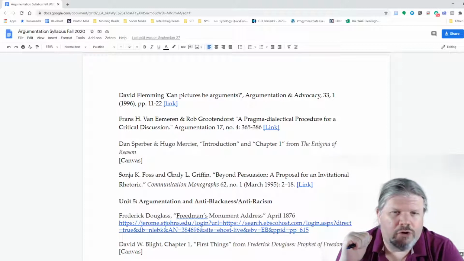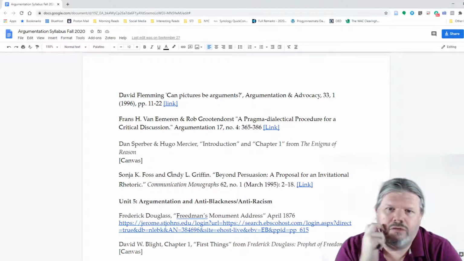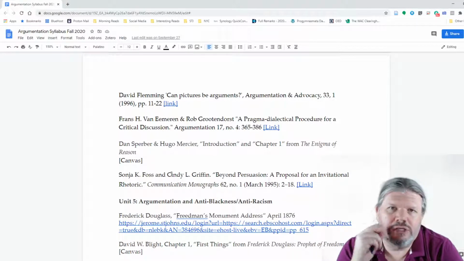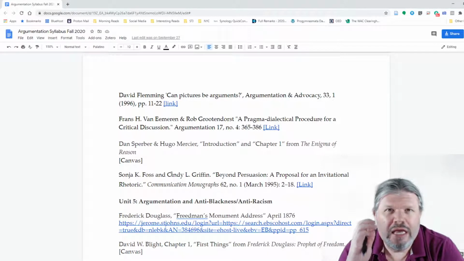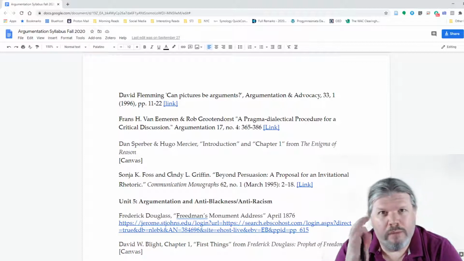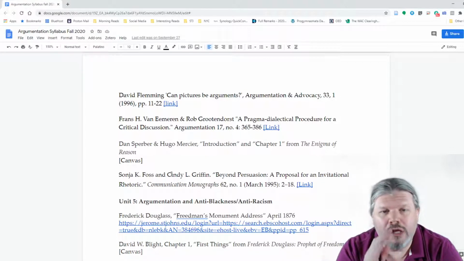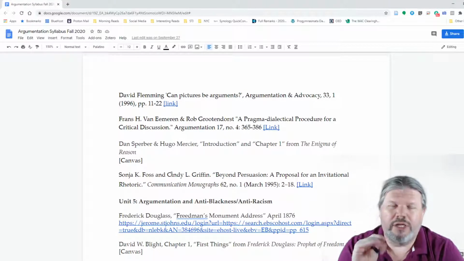Frans van Eemeren and Rob Grootendorst are two of the founders of the Pragma-Dialectical School of Argumentation. And I have you read their procedure for critical discussion, because they are two who say argumentation, the problem with it, needs to be more philosophical, needs to be more structured, and needs to be more dialectical. Now remember, Chris Tindale is much more interested in rhetorical argumentation. We could say Van Eemeren and Grootendorst are interested in dialectical argumentation, i.e.